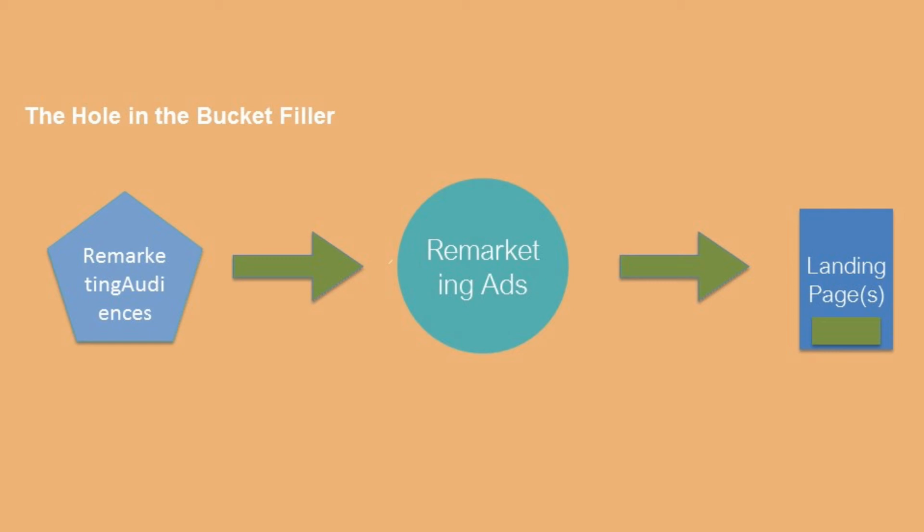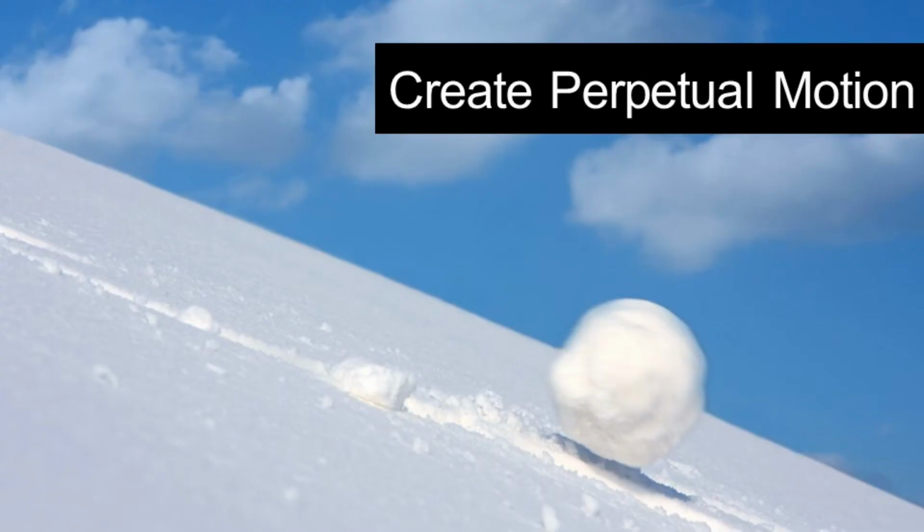But then we use remarketing ads to fill the holes in the bucket. Remarketing ads convert at up to 10 times higher than all other ads. And this is where you really start to see your sales double, triple, and quadruple, even more if it's done right. Now, once this all is done right, you create perpetual motion.